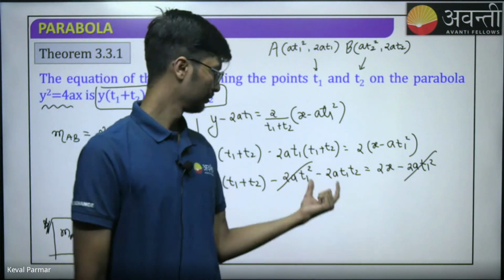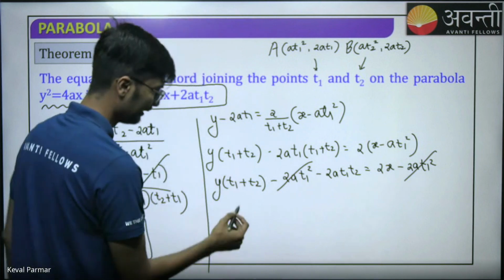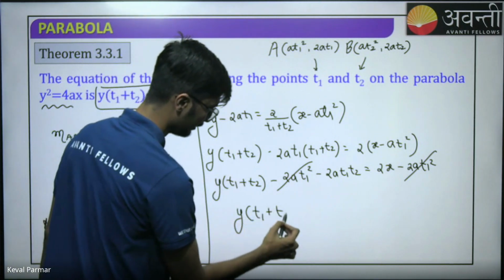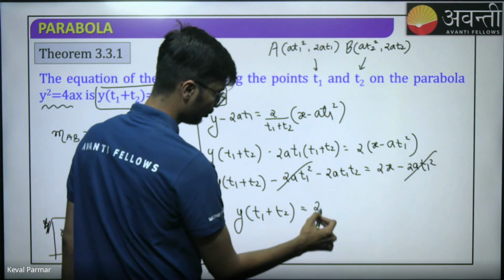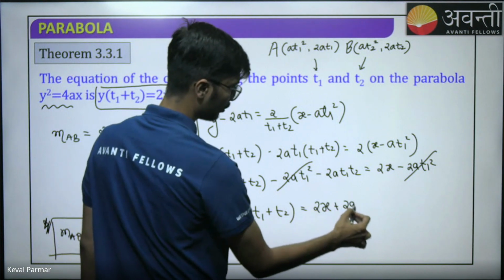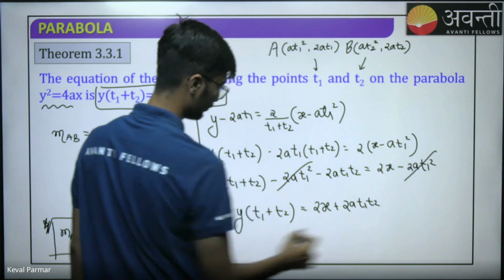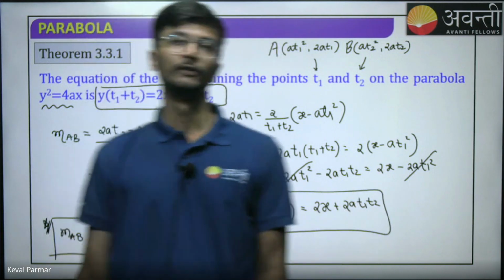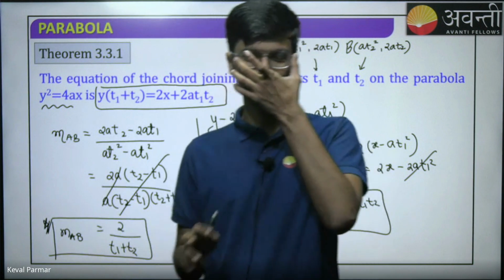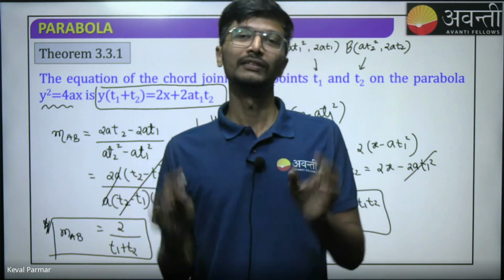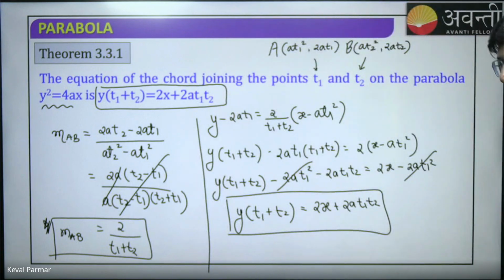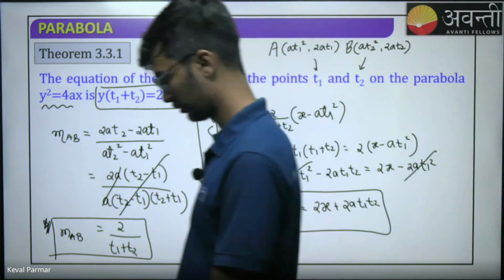So let's move this to the right hand side. So we'll get our answer, which is y into (t1 plus t2) is equal to 2x plus 2a t1 t2. This is my answer. Right, guys? So this was the same derivation. Just remember that now we'll be using the parametric coordinates, that is at square comma 2at. Is it clear, guys? Give me a thumbs up, Anjana and Mamta.